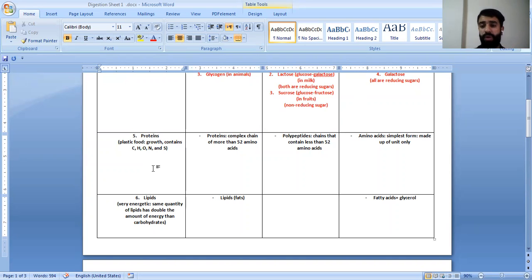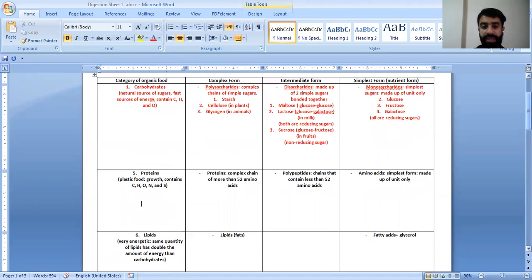So what is the complex form of proteins? The complex form of proteins is called proteins. They are a long chain of more than 52 amino acids. So these shapes, circles or boxes, are called amino acids.